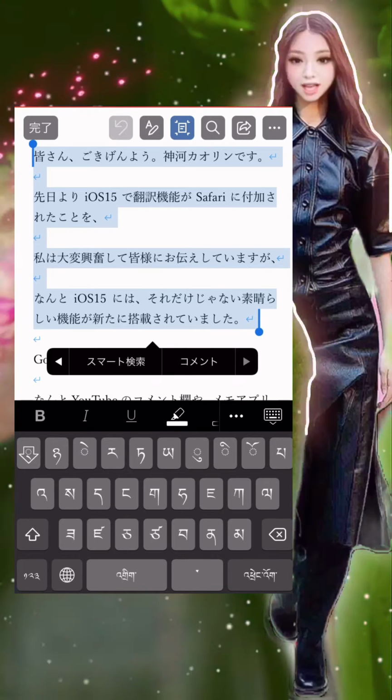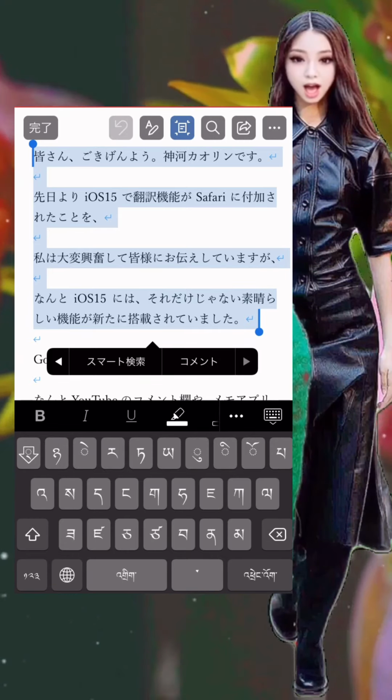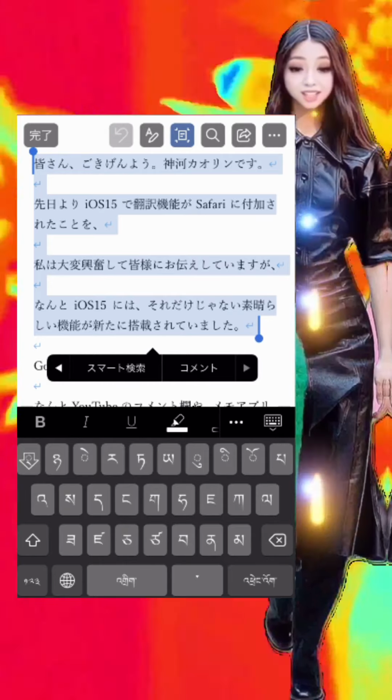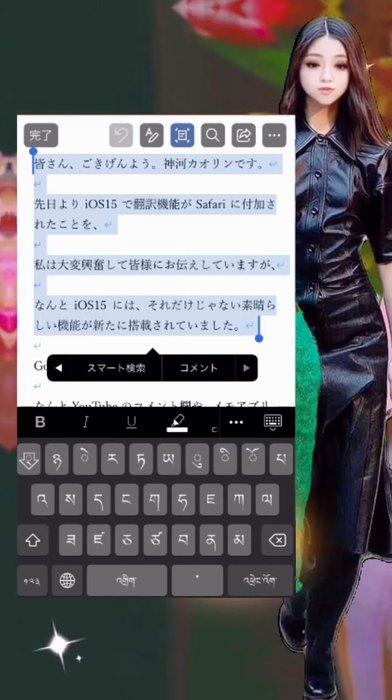So, in iOS 15, the translation function has been dramatically improved. I hope that people all over the world will be able to communicate with this new translation function. That's all.